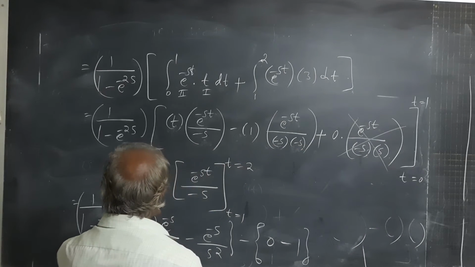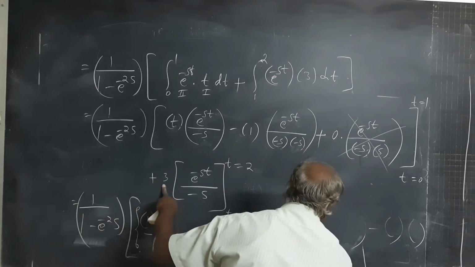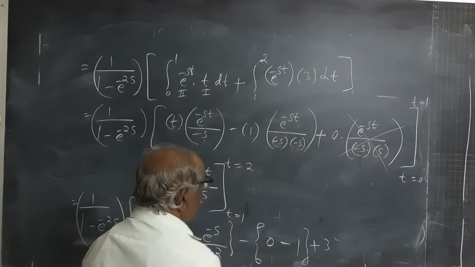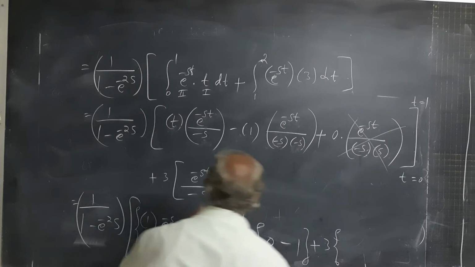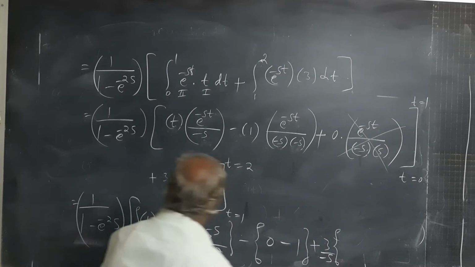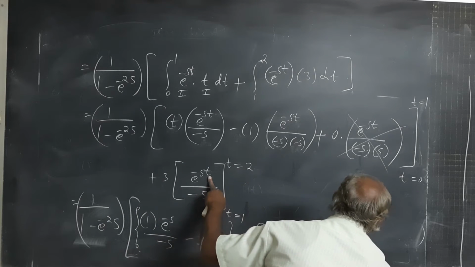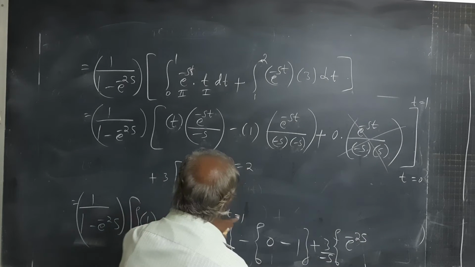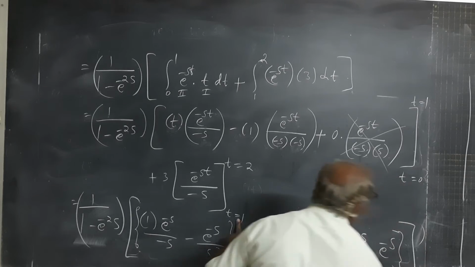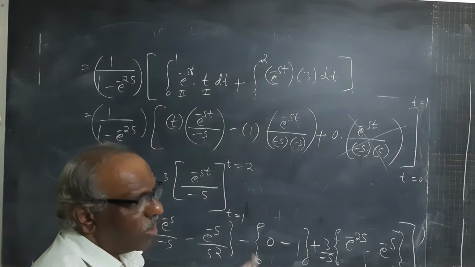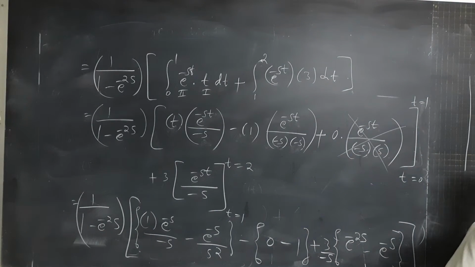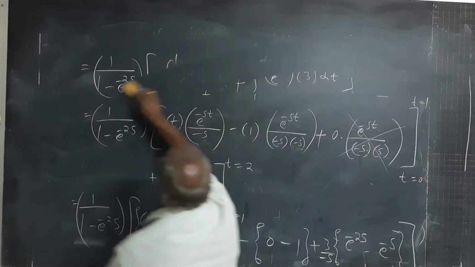Next, what about this? This is plus 3 into, right? Put t is equal to 2, e to the power 3 by minus s, let us take it outside. Put t is equal to 2, e to the power minus 2s. Put t is equal to 1, minus e to the power minus s. This is what you are having. So this is about periodic function. Let us take one more problem regarding the periodic function, right?